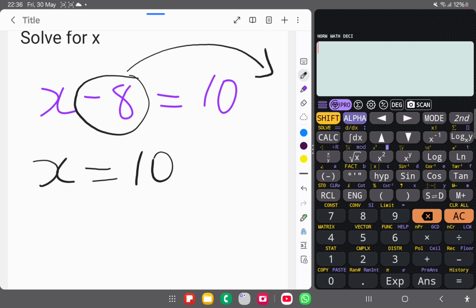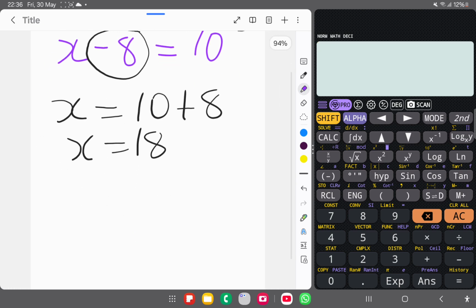But remember, when you transpose to the other side, it changes the sign. Because it was negative 8, it's going to be positive 8. So basically, x equals 10 plus 8, which is 18. And then you are done.